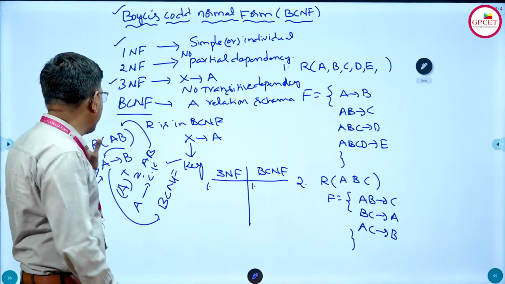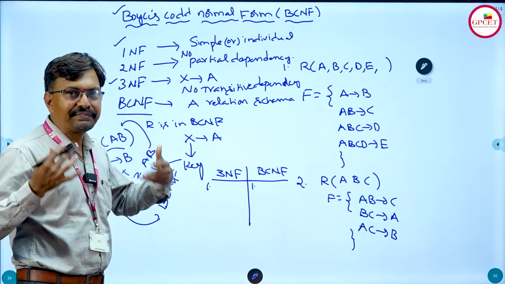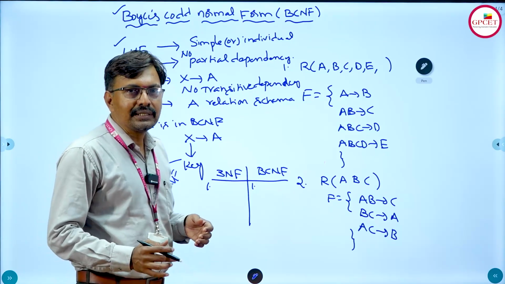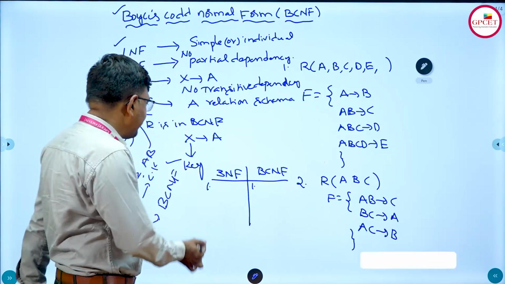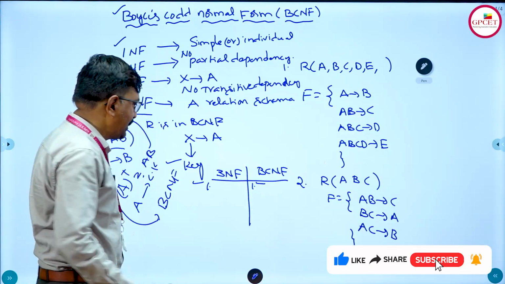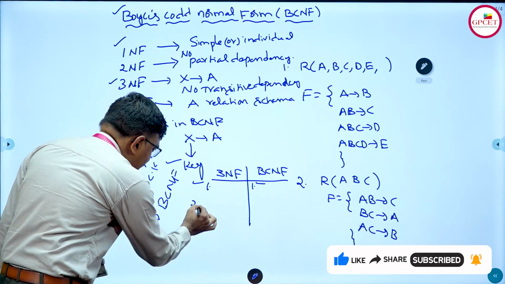That is a simple example of BCNF. All left hand sides must and should be keys, that is Boyce-Codd normal form. That is the first definition of 3NF, definition of BCNF. The second one is an example.